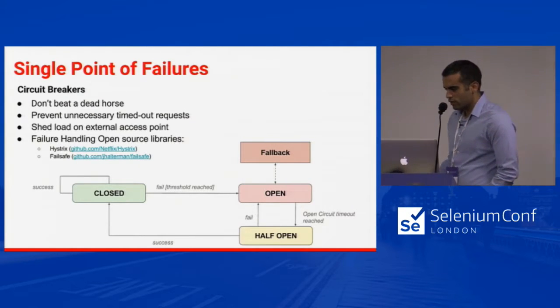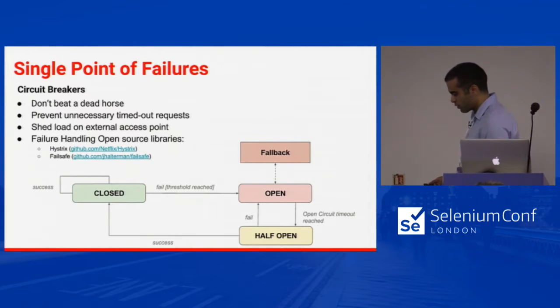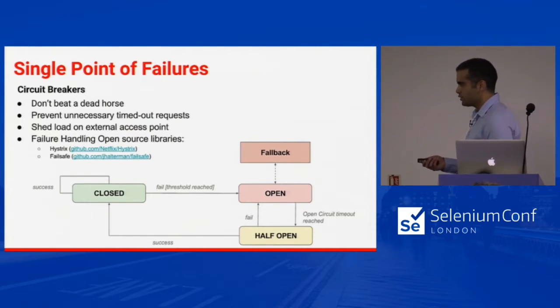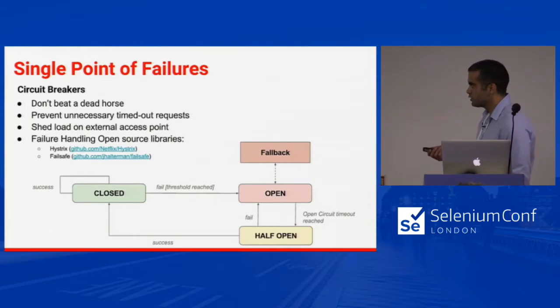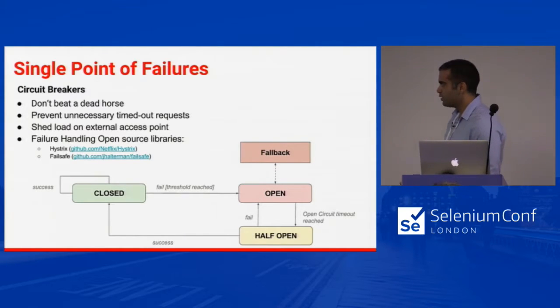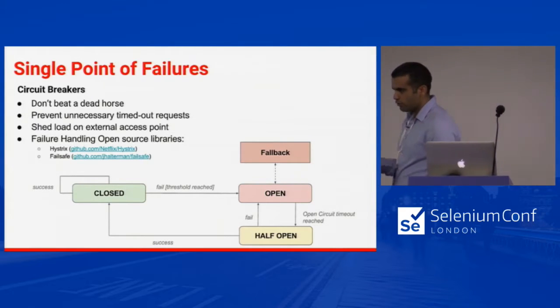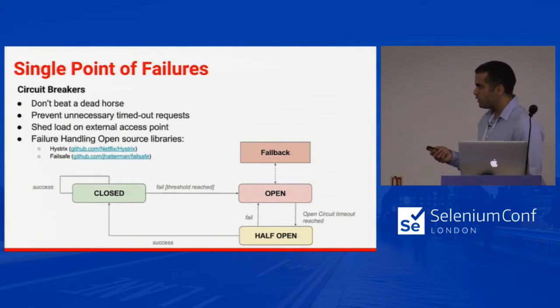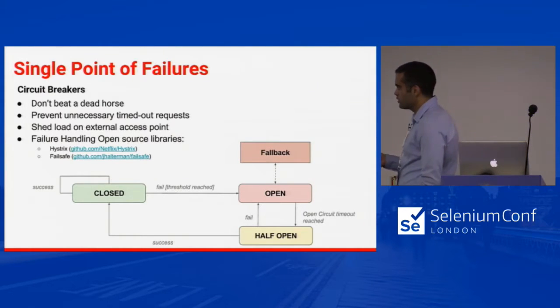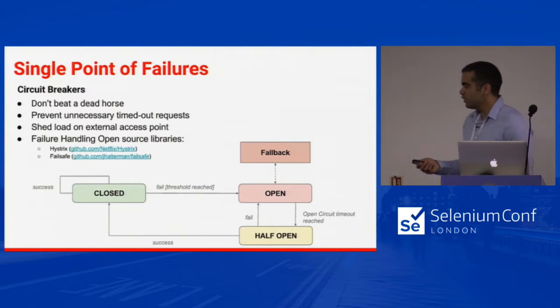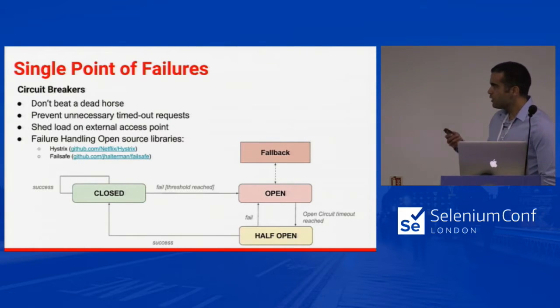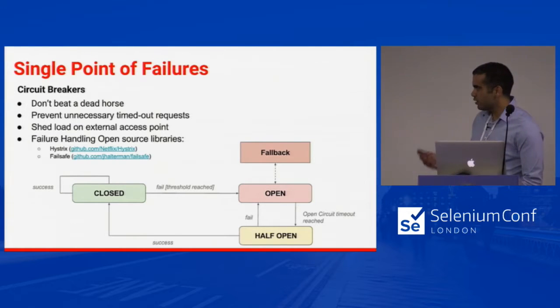Circuit breaker means that if repetitive requests to an external endpoint you have in your test keep on failing, you no longer have to invoke this external endpoint again and again until it's healthy. In this way, you prevent unnecessary time-out requests to the external endpoint, and you also minimize the load on this external access point.